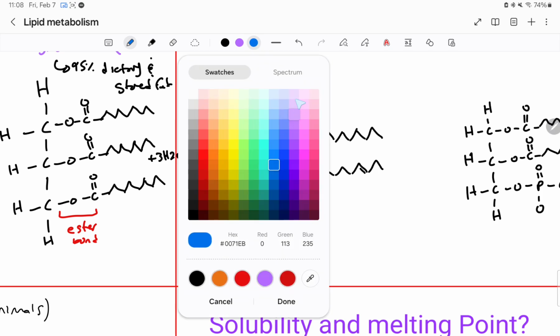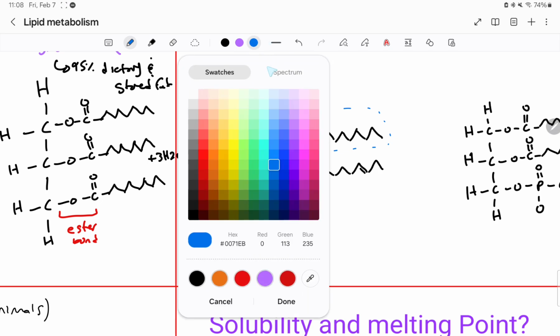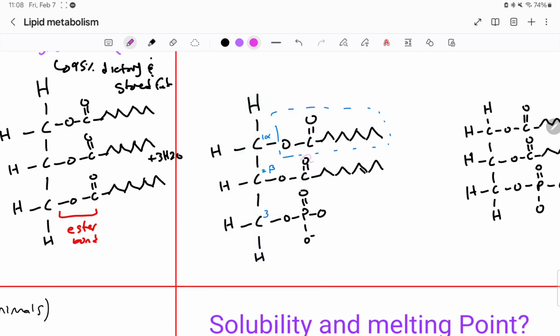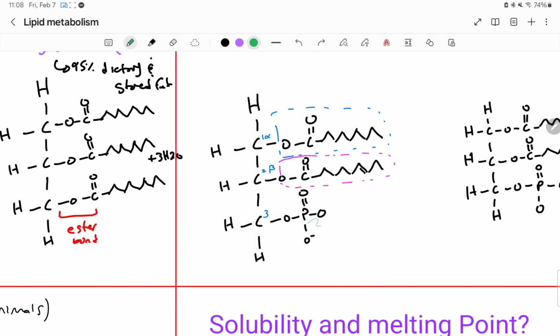Usually, and I mean usually, most often than not, to the first carbon, there is attached a saturated fat. There is a saturated fat attached to the first carbon, the alpha carbon. To the second one, there is attached an unsaturated fat, and you can see the double bond right here. And to the third carbon, this is the important part, there is attached a phosphate group. A phosphate group right there.